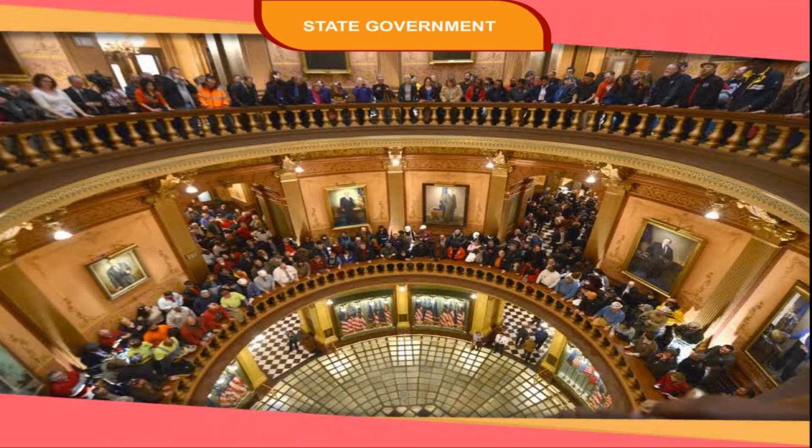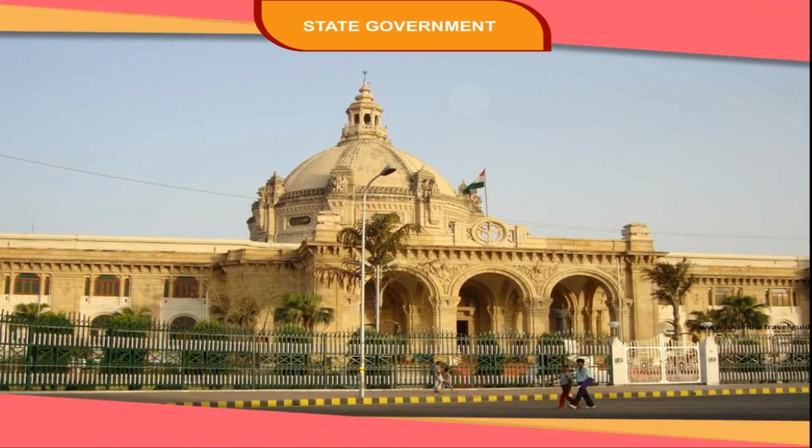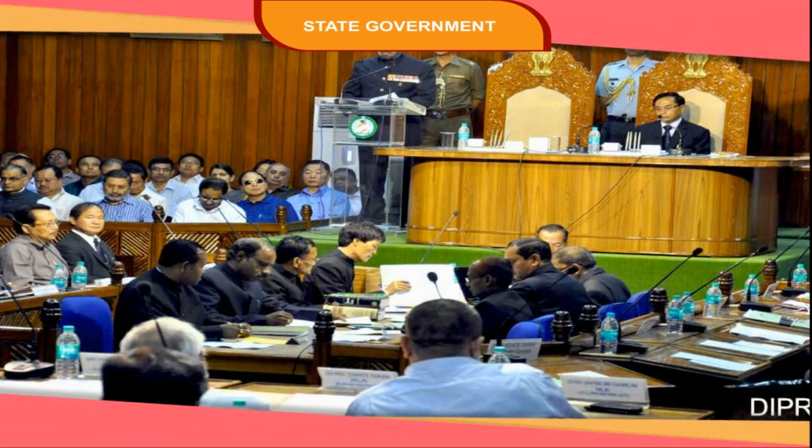The legislature controls the government. The chief minister remains in power so long as he enjoys majority in the Vidhan Sabha. The members of legislature use various methods to get information from the government about its policies and how it performs its functions. Debates and discussions in the legislature keep the government on its toes.